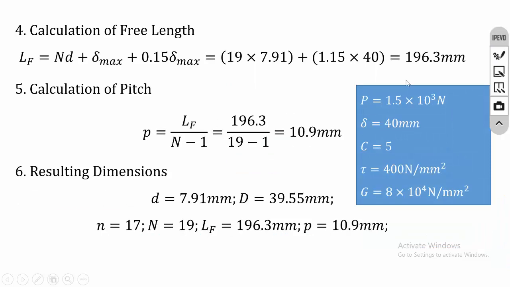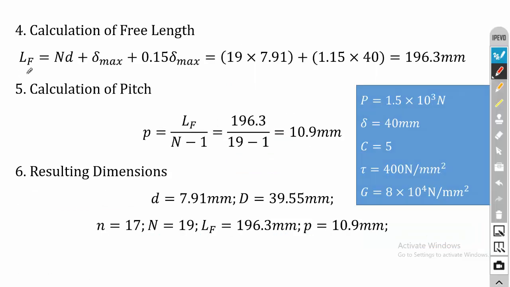The next step is calculation of free length. So we have the equation. In the equation, n we have calculated, d we have calculated, and delta max is given in the problem. So actually it is the delta value. In some problems, two deflections will be given. In that case you have to take the maximum deflection. But in this problem, only one deflection is given. So you can directly substitute the given deflection value, so that you will get free length is equal to 196.3 mm.